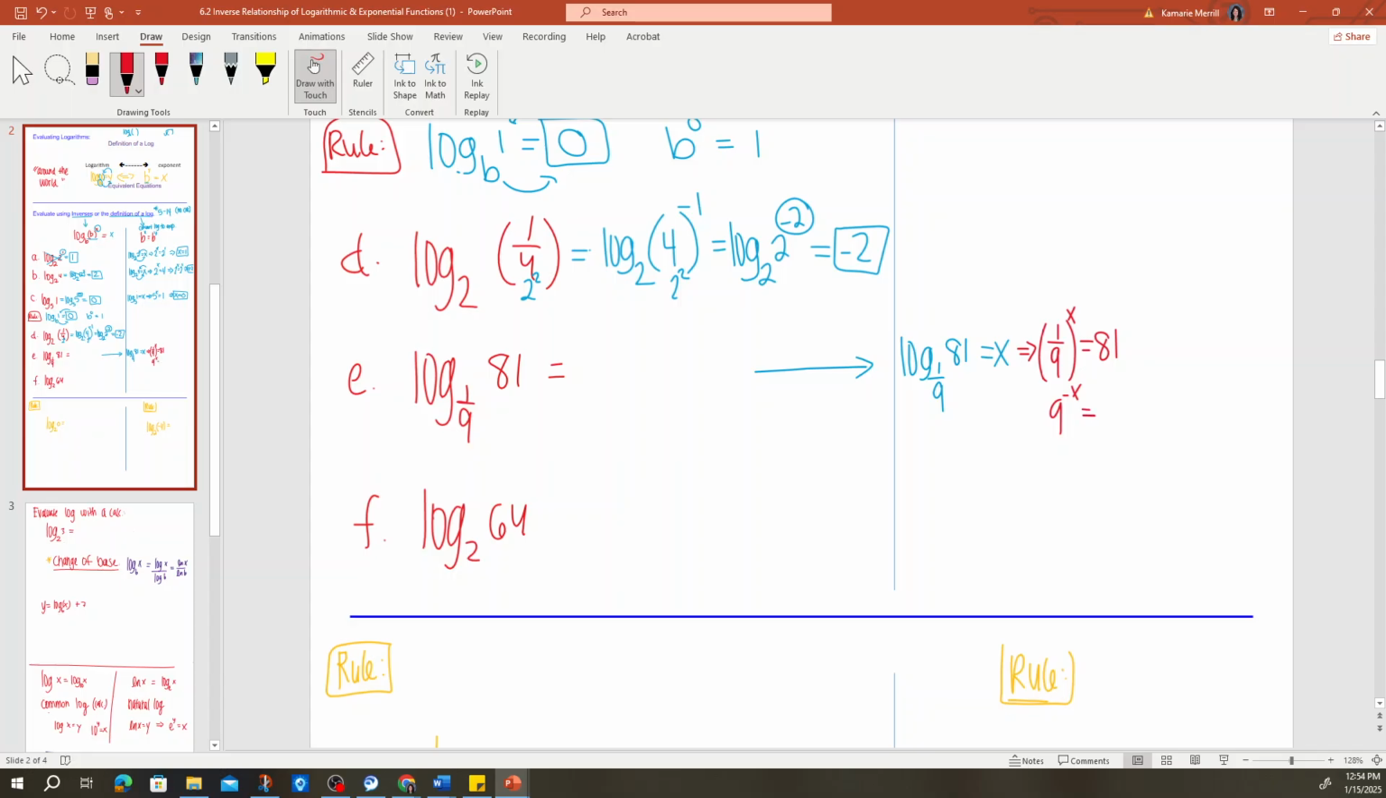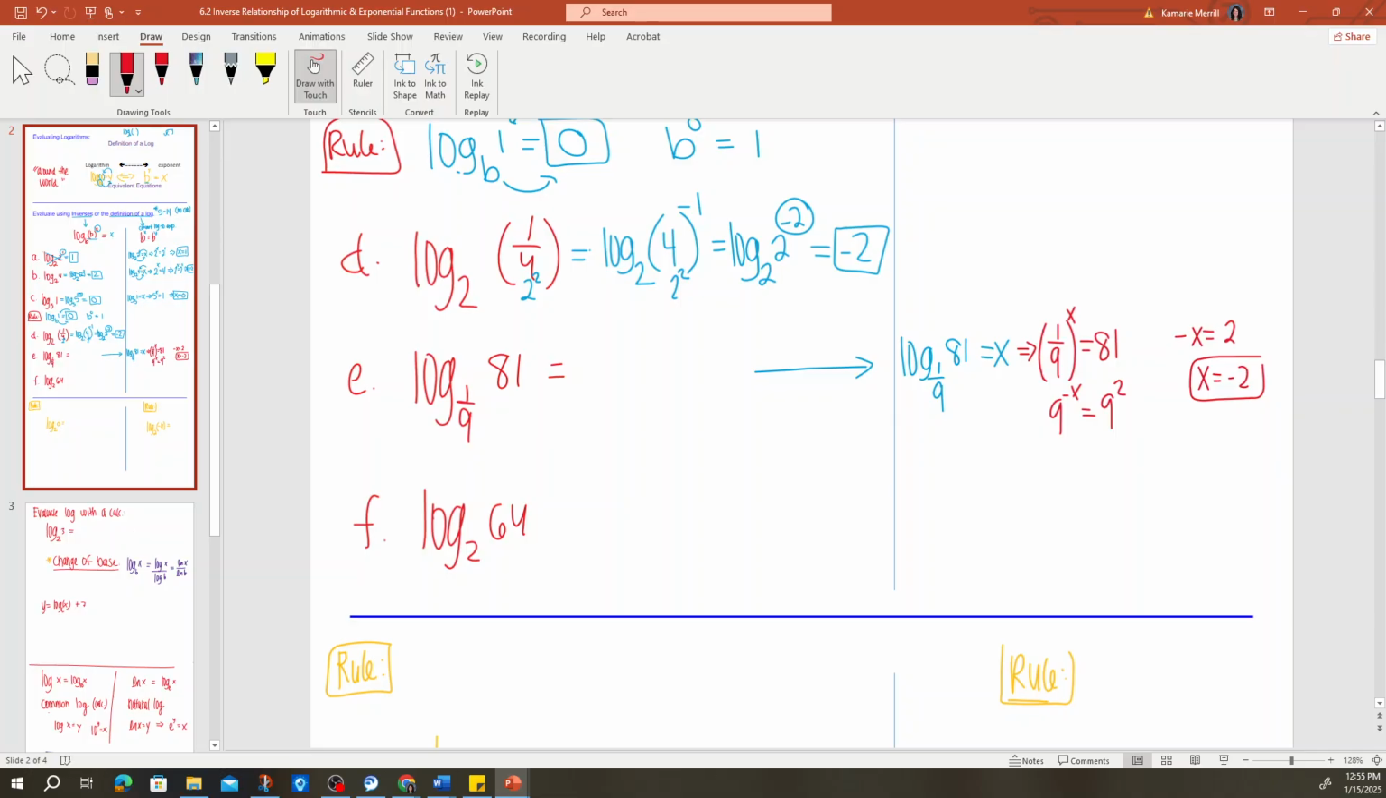And then how can I manipulate the 81 also? Take the square. 9 squared. And I now have just created common bases. So now I can simply say negative x equals 2. Therefore, x was negative 2. I didn't intentionally make them both negatives. Sorry about that. Negative 2. But yeah, that's how it turned out.